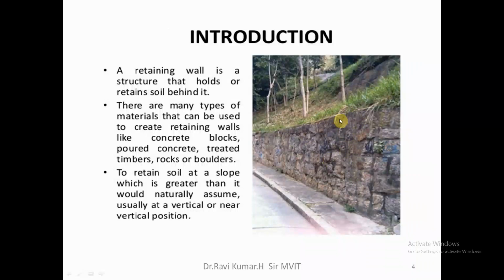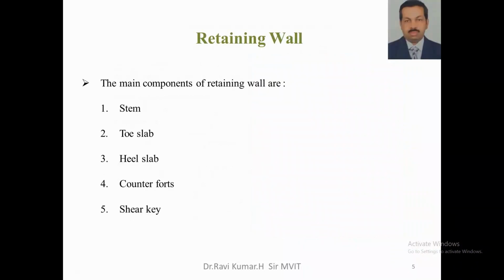That means to say, for this retaining wall, various materials can be used. Here, what you see in the pictorial representation is the use of boulders or rock. Like that, concrete blocks can be used, or timber, or boulders. Generally, it is used to retain soil at a slope which is greater than what it would naturally assume, at a vertical or near vertical position.